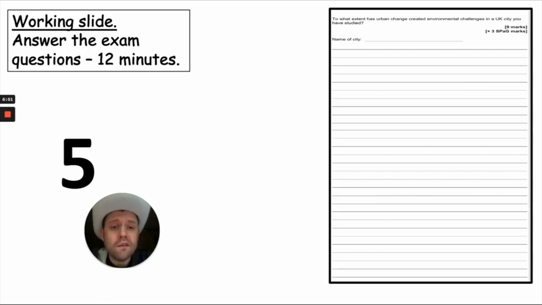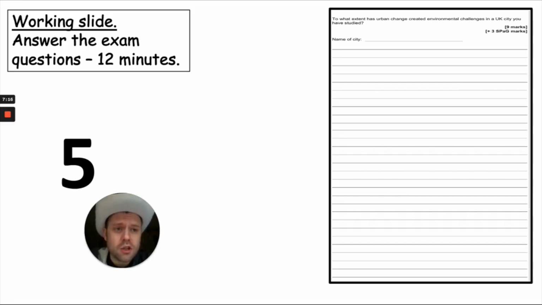So I'll give you the first sentence for free. I would say urban change has created environmental challenges in Birmingham to some extent. And you're going to pick up at least 1 mark for that. Probably 2, because you've answered the question and given the example of Birmingham.